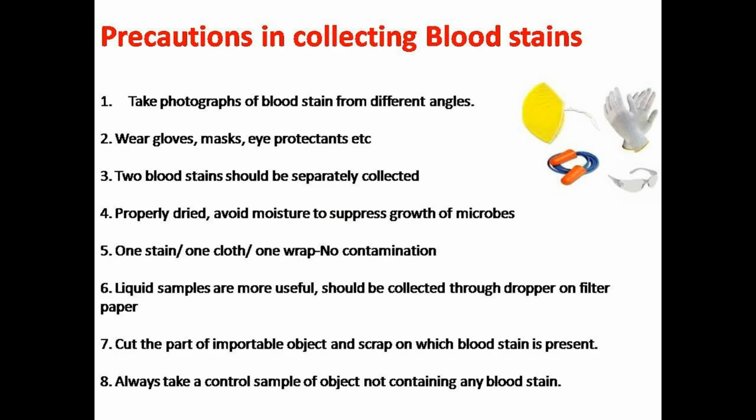Now, what are the precautions which have to be taken while collecting the blood stain from the crime site? The forensic examiner should wear protective clothing like gloves, masks or eye protection. Then photographs should be taken from all angles. Photographs are very important as they may help in solving the case in the later phase. You can see the pattern of blood at that particular time, and you can claim that this particular blood stain was present at that particular site. So photographs are very important.